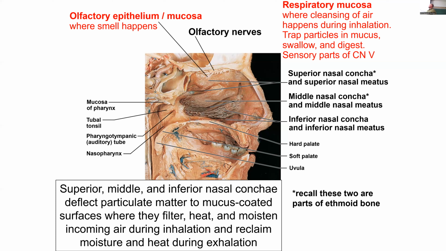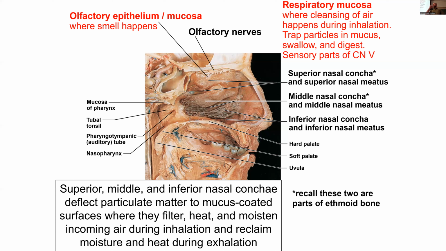And then the rest of this membrane, the rest of this surface area, is covered by this mucosa that is cleaning the air, humidifying the air, and warming the air. Remember all those particles you breathe in, the cilia moves the particles and the mucus back to the back of your throat, and you swallow it.